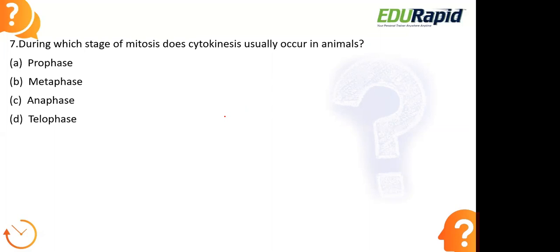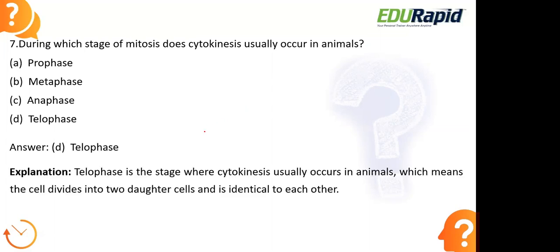Okay, let us look at the right answer. The right answer is option D, telophase. We know that all these are the different stages of mitosis. Mitosis is nothing but cell division, right? If the cell has to divide, it has to undergo this process of mitosis, within which there are 4 different stages: prophase, metaphase, anaphase, and telophase.